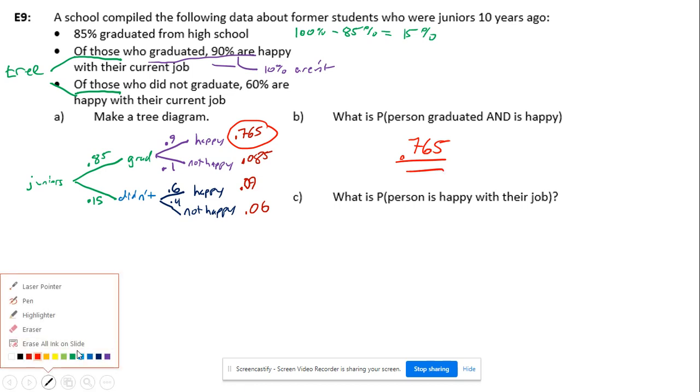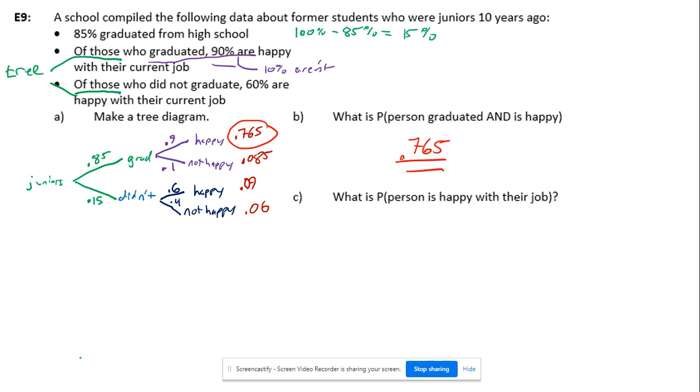What is the probability that a person is happy with their job? Well, the probability that a person is happy, there's two branches. There's the 0.765 and there's the 0.09. We have to add those together. So both of those end branches are people that are happy with their job. And if we add those together, we get 0.855.